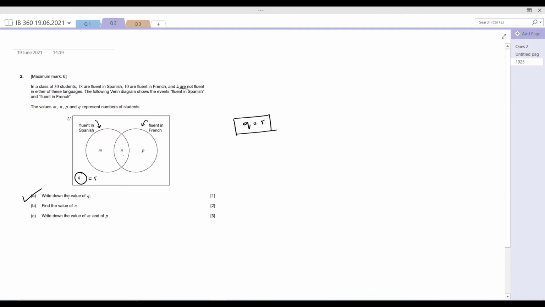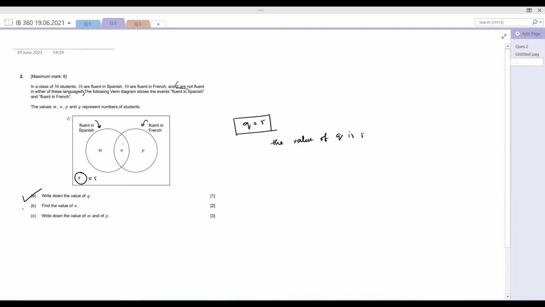Write the value of Q. So the value of Q is 5. It is directly from the question. 5 are not fluent in either of these languages, so Q equals 5.